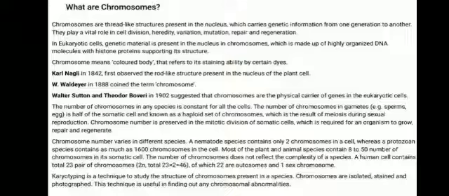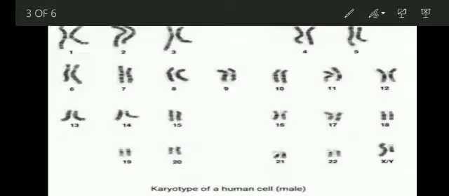23 into 2, that is 46 chromosomes, of which 44 are autosomes and 2 are sex chromosomes. Karyotyping is a technique to study the structure of chromosomes present in a species. Chromosomes are isolated, stained and photographed. This technique is useful in finding out any chromosomal abnormalities. This is a karyotype of a human male cell. These are all the chromosomes present in a cell. The display of all chromosomes is called the karyotype.